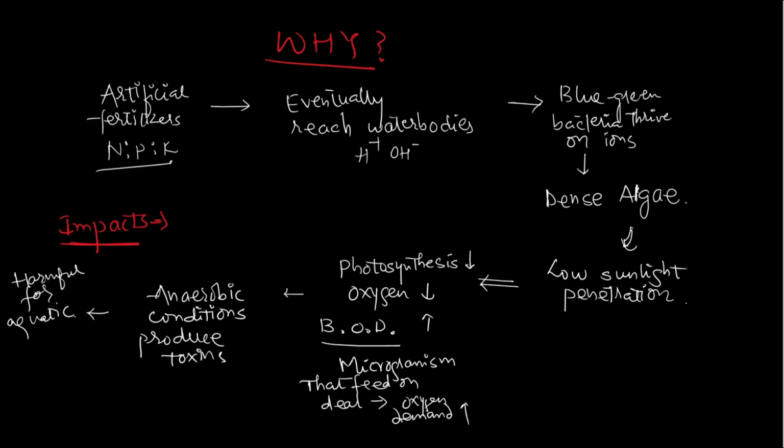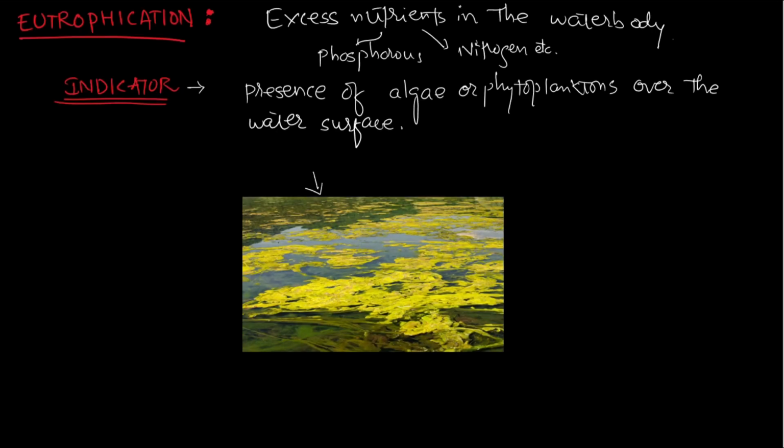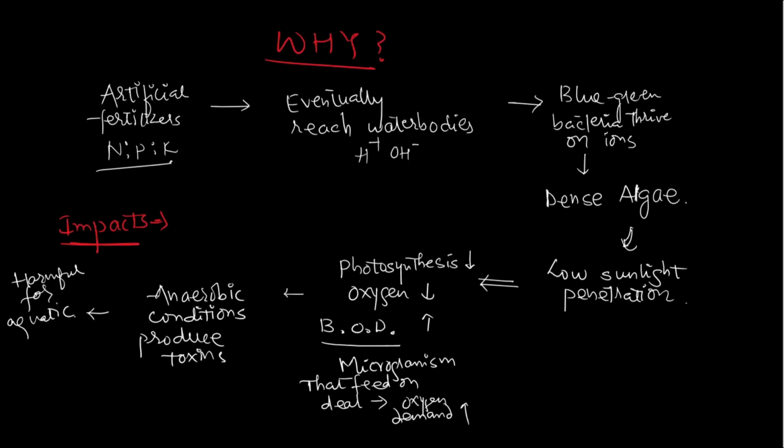Now when there is a layer of algae like this over the water body, it is difficult for the sunlight to penetrate inside. As a result, low sunlight penetration takes place, and the amount of photosynthesis goes down. In photosynthesis, we know that oxygen is released, so as the rate of photosynthesis goes down, the production of oxygen also goes down.